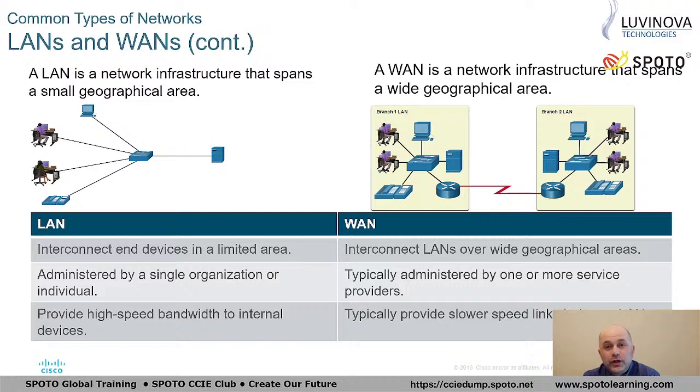WAN interconnects LANs together. Before WAN there is another type of network, which is MAN, the Metropolitan Area Network, and exactly those networks connect LANs together. But MAN is part of WAN, which means Wide Area Network. That's why it directly tells us that WAN interconnects LANs over a wide geographical area.